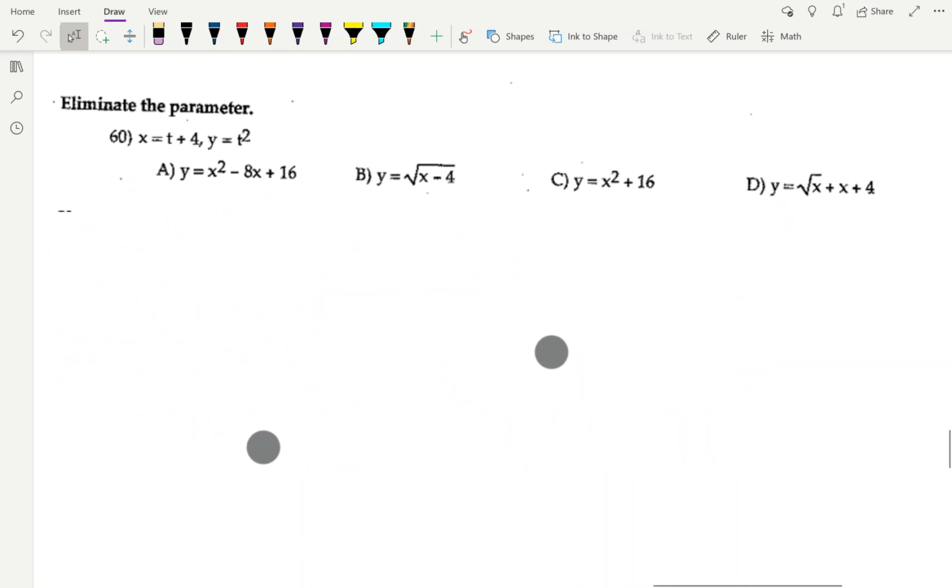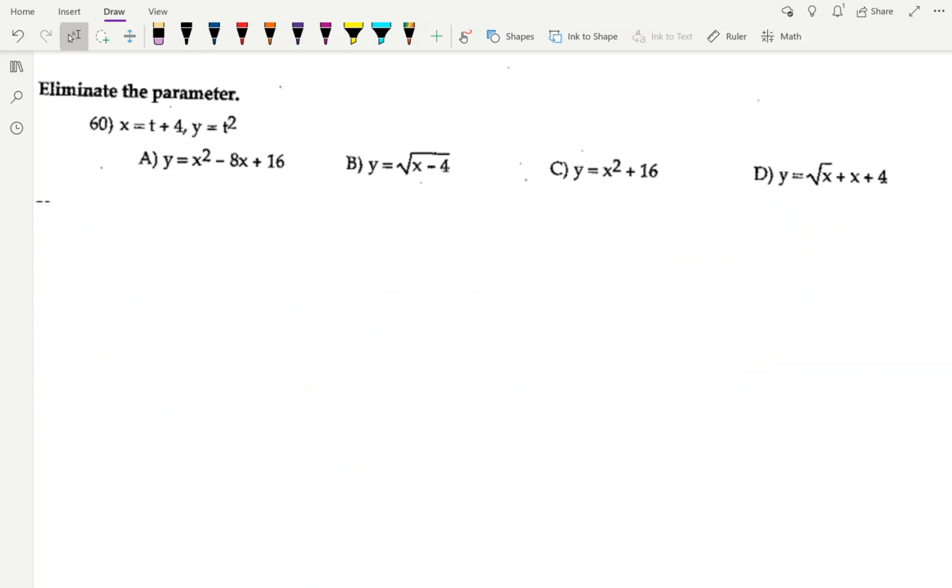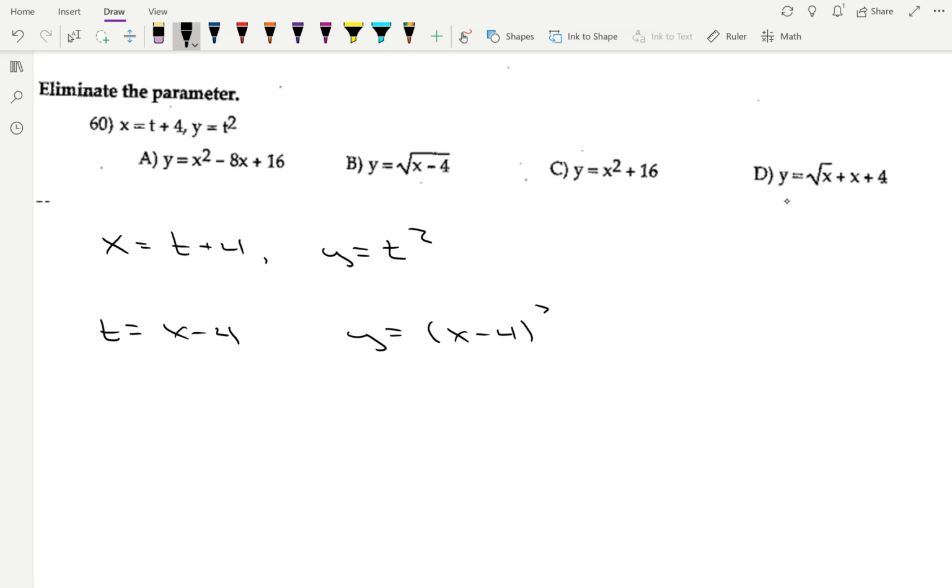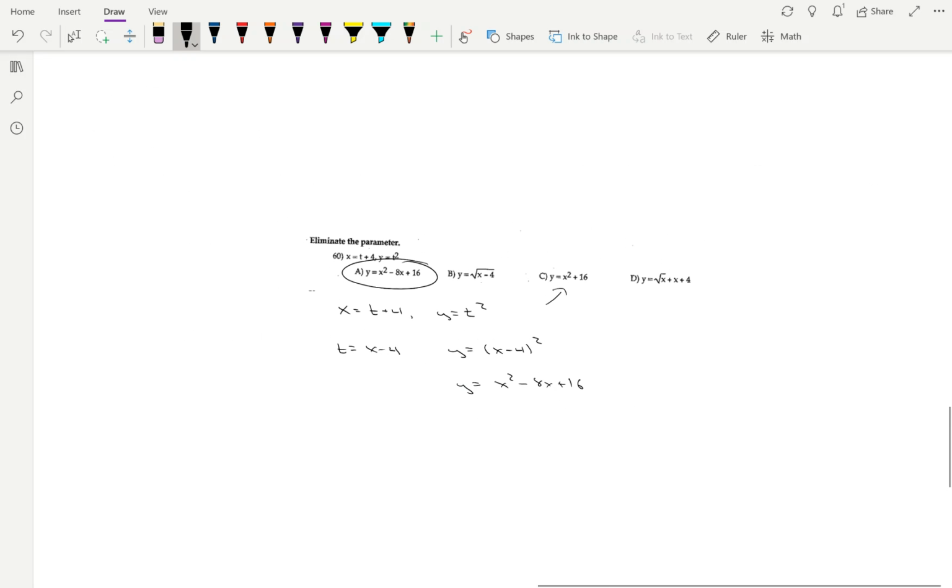Still moving forward here. All right, let's see. Eliminate the parameter. This does not look hard. So x is equal to t plus 4. y is equal to t squared. So t is equal to what? x minus 4. So y is equal to x minus 4 squared. Oh, watch out. I bet your students are going to choose this one. x squared minus 8x plus 16. Nice one. I like that one. I think that's it.